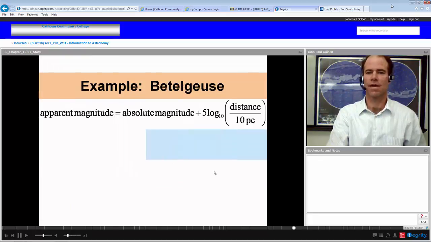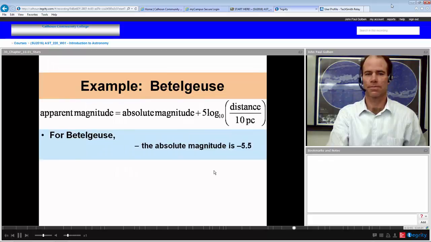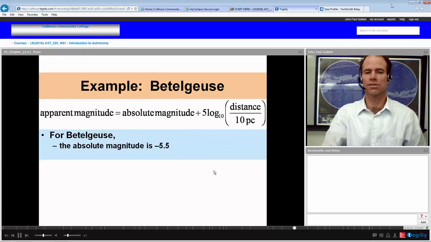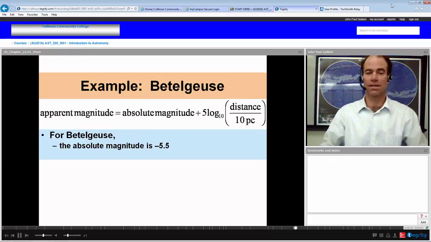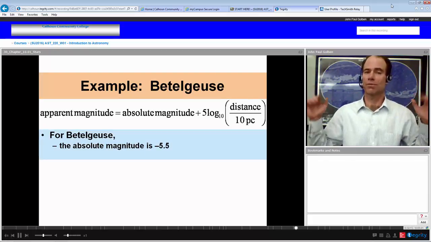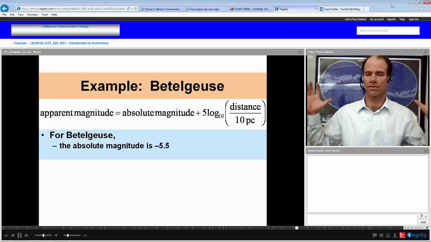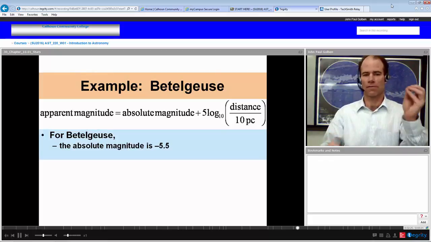Here's an example, Betelgeuse. Its absolute magnitude is minus 5.5, which means that if Betelgeuse were put at 10 parsecs away from us, it would be a pretty bright star. It would be brighter than Venus is at its brightest. It would be, in fact, a factor of 2.5 times greater than the brightness of Venus at its brightest, if it were placed 10 parsecs away.